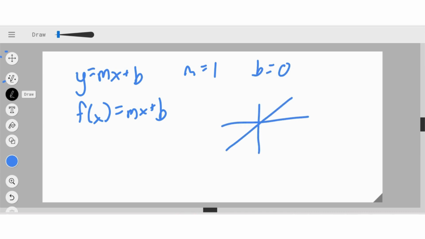This line would just look like this, and this is a function because for every x value that you plug in, there's always just going to be one y value. Like for x = 4, y will be 4. For x = 3, y will be 3.